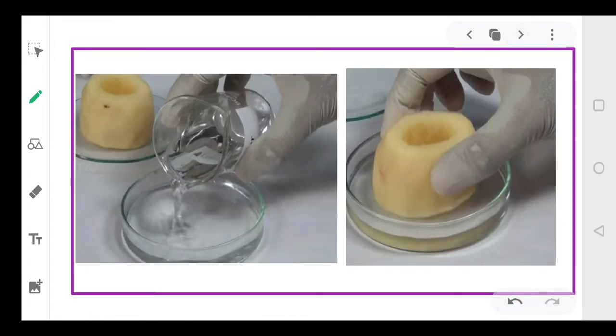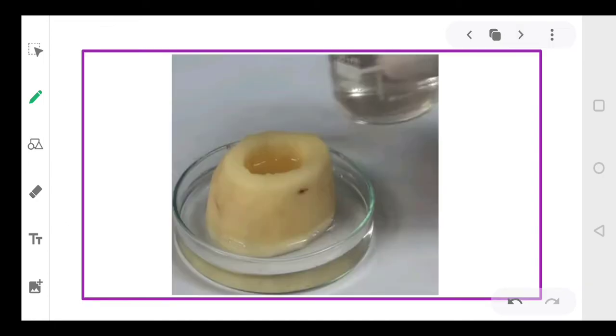Now we will take distilled water in the petri dish. We will pour some distilled water in the petri dish and put the potato into the petri dish. Now as we put the potato into the petri dish, the water level will start rising. This cavity will get filled up with the distilled water. Okay, clear?